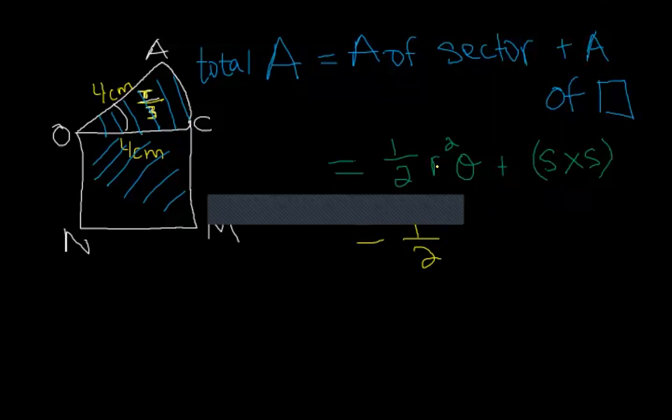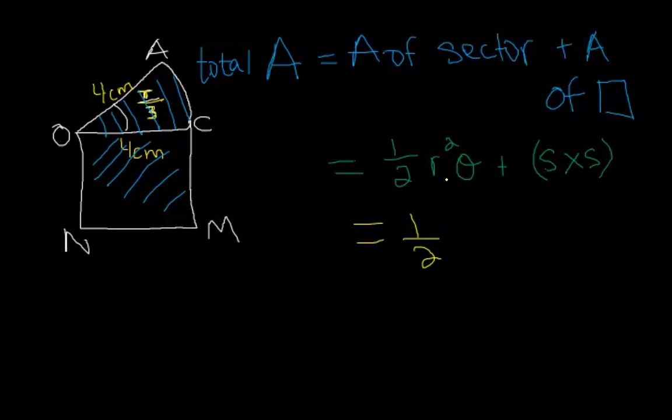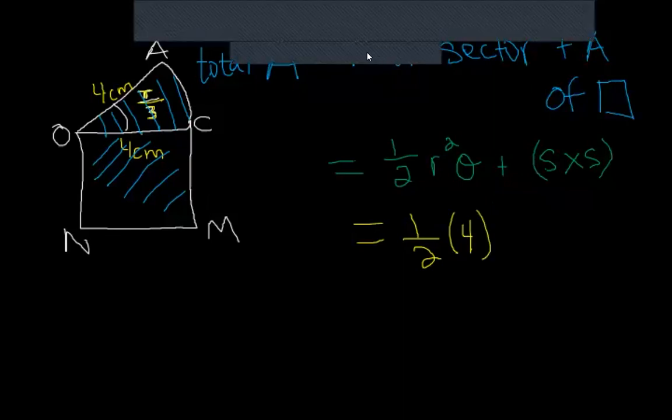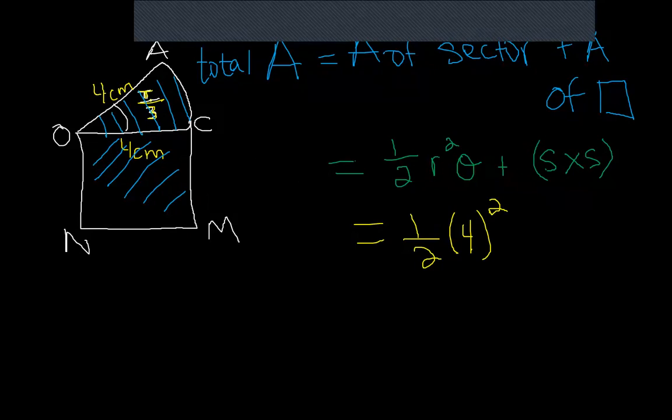So like I was saying, r, which is the radius, they told me that it's 4 centimeters. So instead of putting r squared, I would replace this with 4 squared. Theta is pi on 3. They told me that. So all I have to do is put pi on 3.